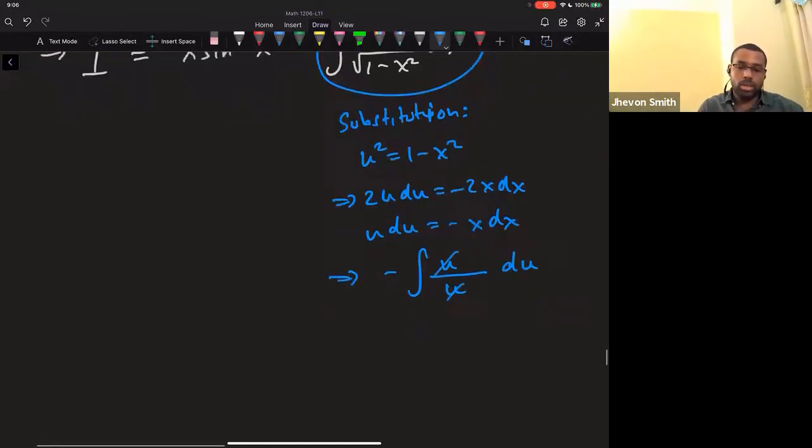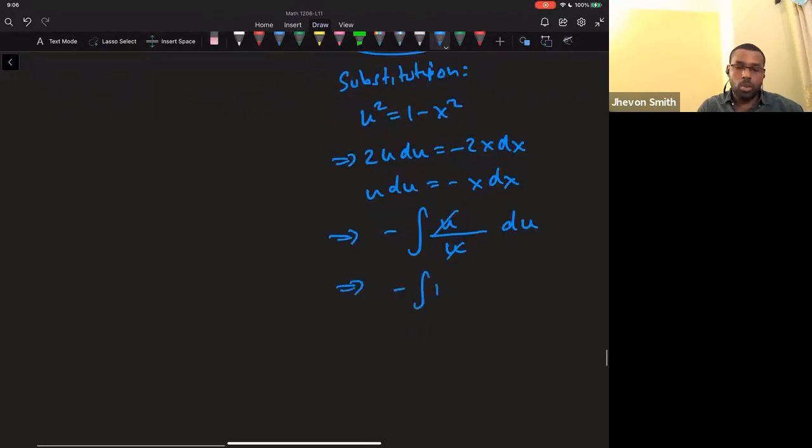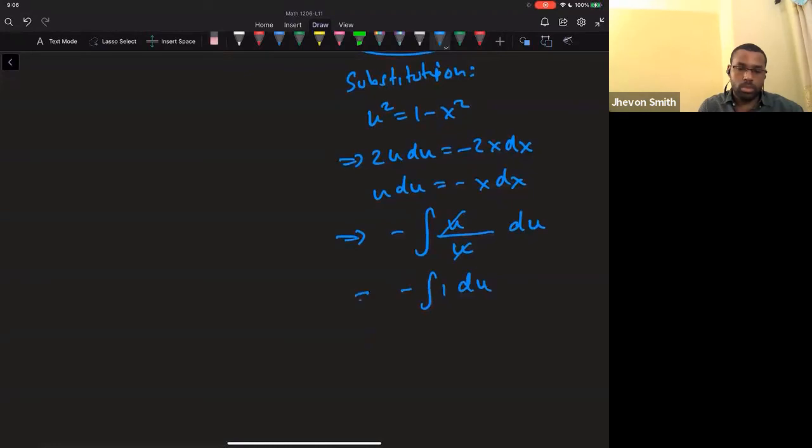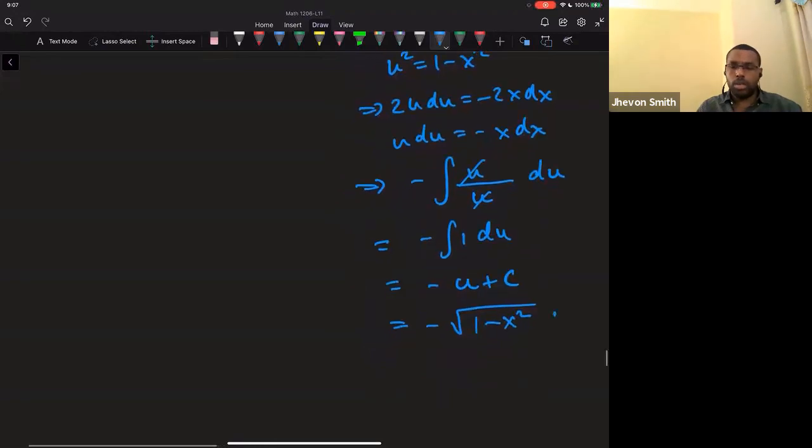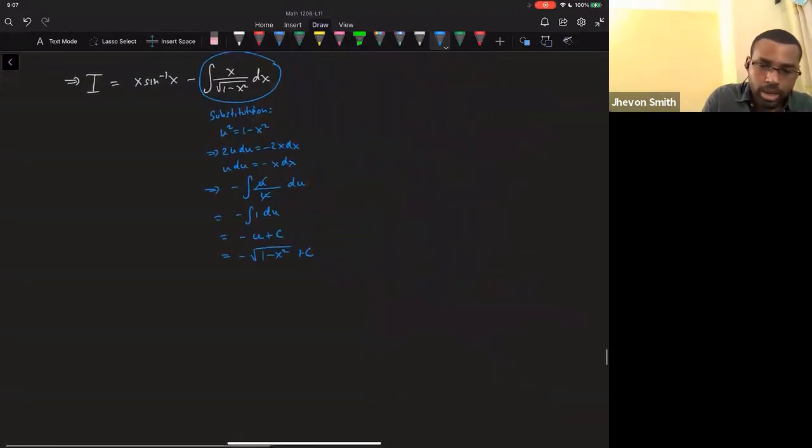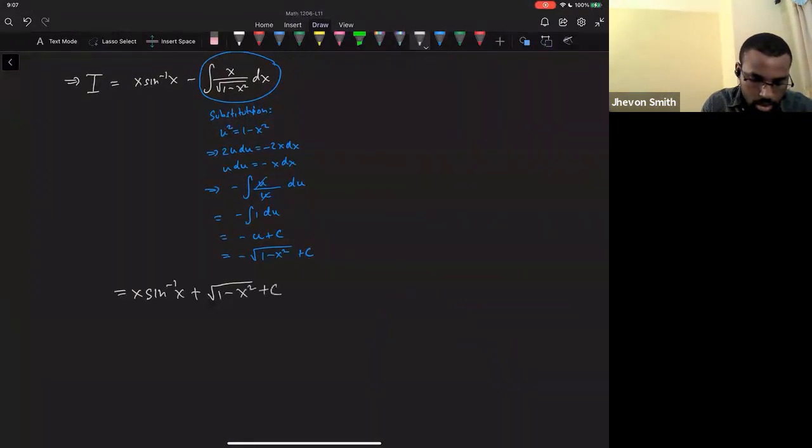So this would just cancel, and that's just going to be minus 1 du, which the integral is going to be minus u plus c, but my u was actually the radical of 1 minus x squared. So I'd go back and I'd plug that in. So this is equal to x sine inverse of x plus, because the minus of the minus, the radical of 1 minus x squared plus c. And you would get that.